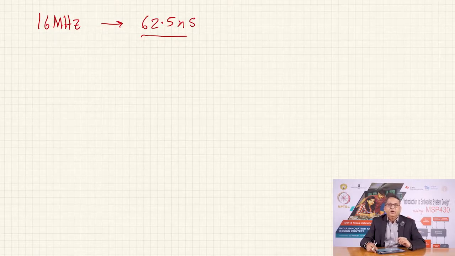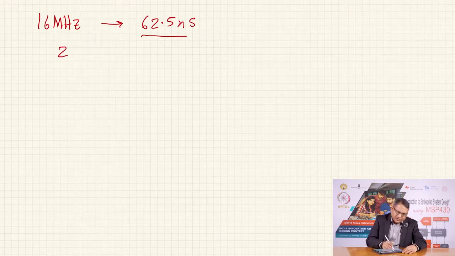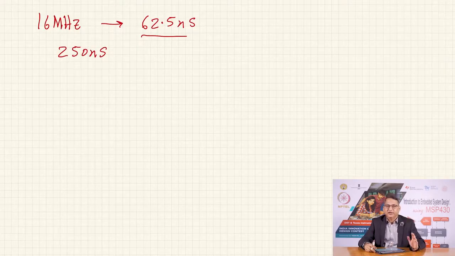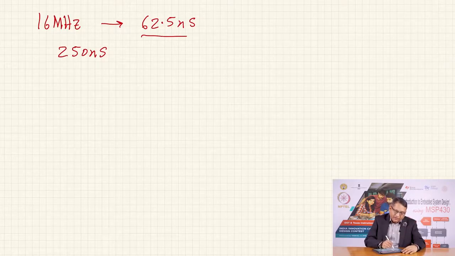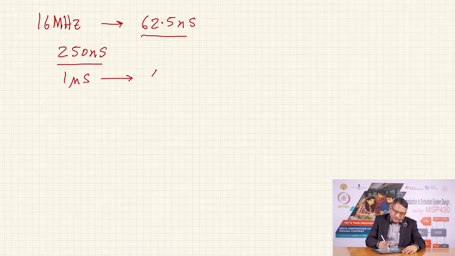Let us say that all the instructions in my program are on an average taking 4 clock cycles, which means roughly we are talking of 62.5 into 4, roughly 260, let us round it off to 250 nanoseconds. 250 nanoseconds is the average time any given instruction takes in a given program, which means if one instruction takes 250 nanoseconds, in 1 microsecond I am going to execute 4 instructions.